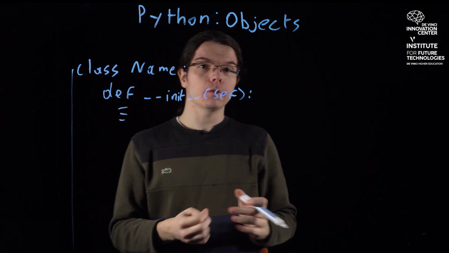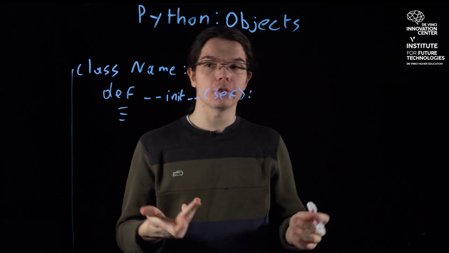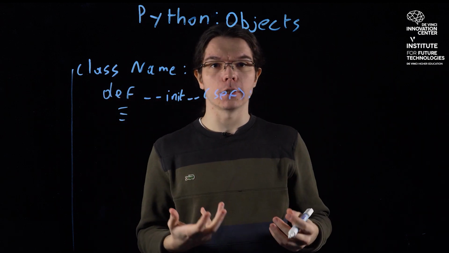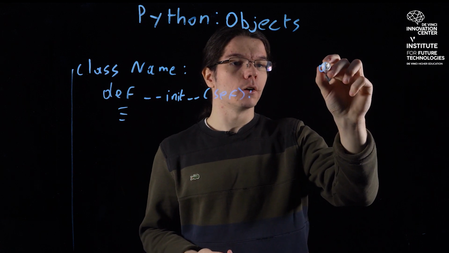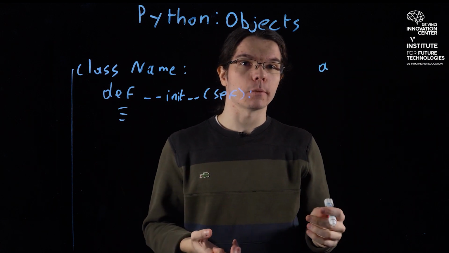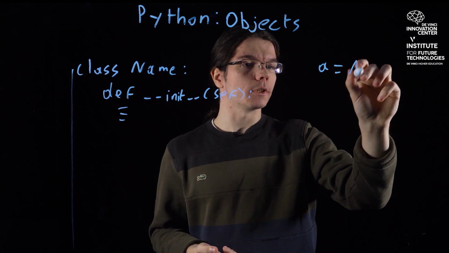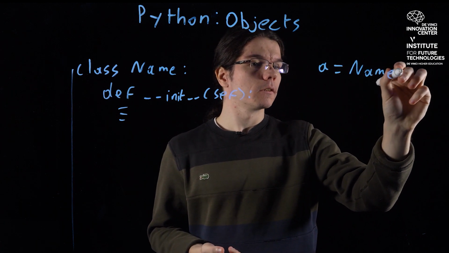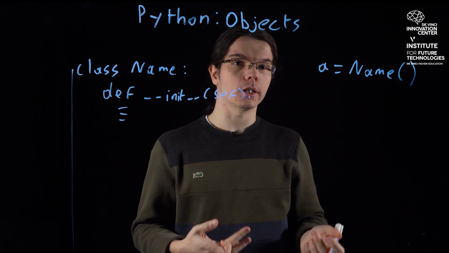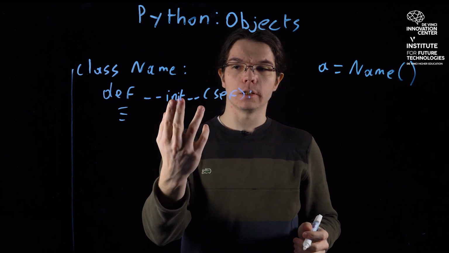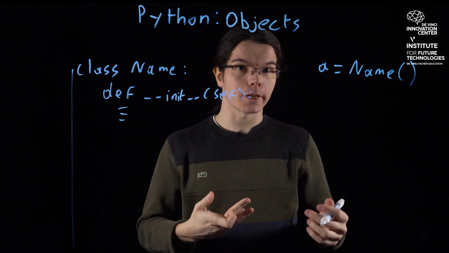The init function is called automatically when you instantiate the name class. And to instantiate the name class somewhere else in your project, you can write, for example, variable of type name is equal to name and parentheses. And with the parentheses, you are actually instantiating your name class, and it's calling the init constructor automatically.